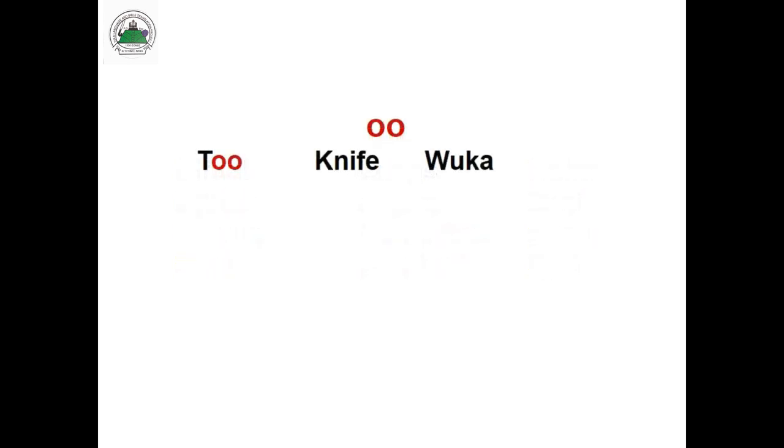Here is another diphthong of the same vowel, which is our vowel O, appearing twice in a word. Now the example we have there is to. It is pronounced to, which means knife in English, wuka in Hausa.